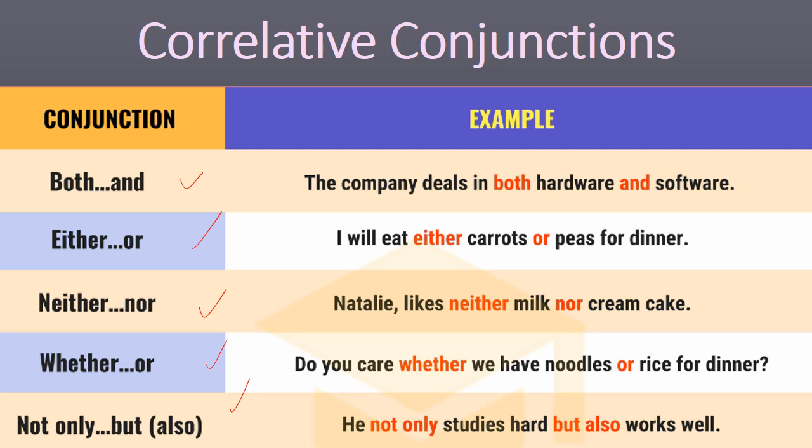So for both and: the company deals in both hardware and software. So I'm adding information here. Either or: I will eat either carrots or peas for dinner. So I'm going to choose one of them. Neither nor: Natalie likes neither milk nor cream cake. So she's not going to eat any of them.